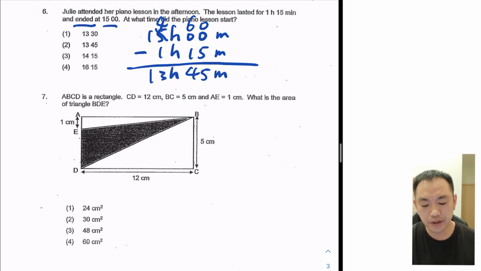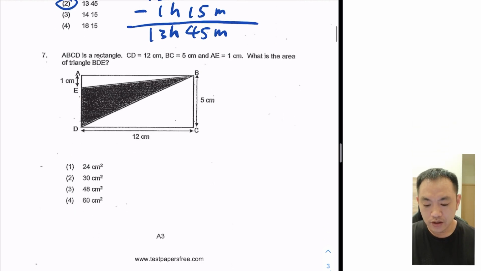So when did the piano lesson start? It's starting from 13 hours 45 minutes. So the answer is 2. Okay, so the tricky part is when you are doing the calculation for hours, if there's not enough number, don't borrow like what you did for normal subtraction. Always borrow the whole hour, and then remember 1 hour is not 100 minutes. 1 hour is 60 minutes. So remember to borrow the whole hour and then do the calculation together for the minutes.